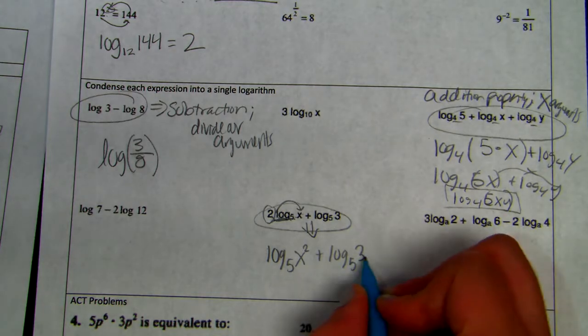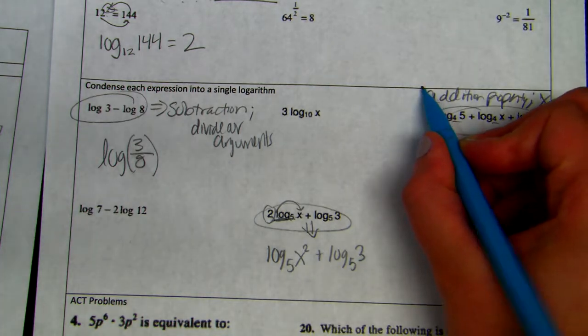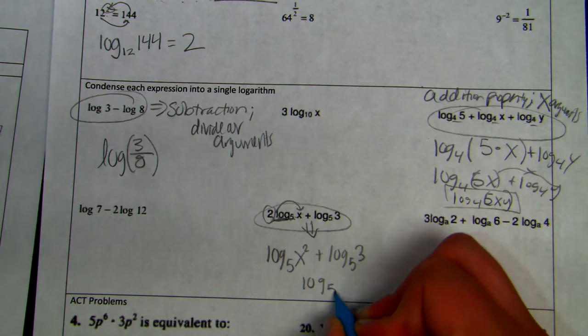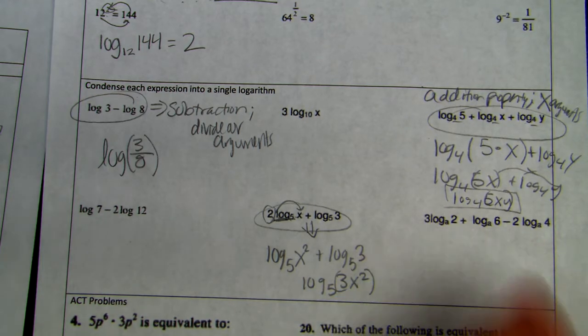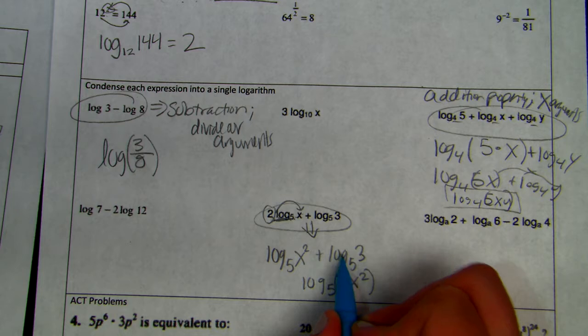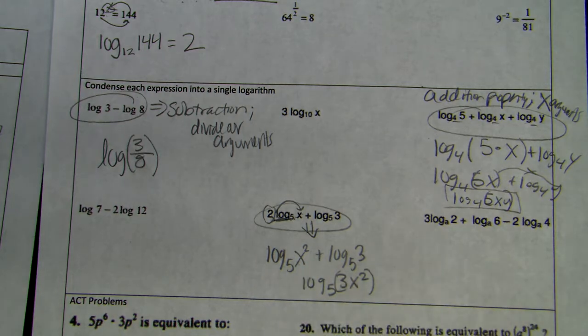So then I'm left with this, which is the addition property like we talked about. So it's log base 5 of 3x squared, because we're adding the logarithms, which means I'm multiplying my arguments.